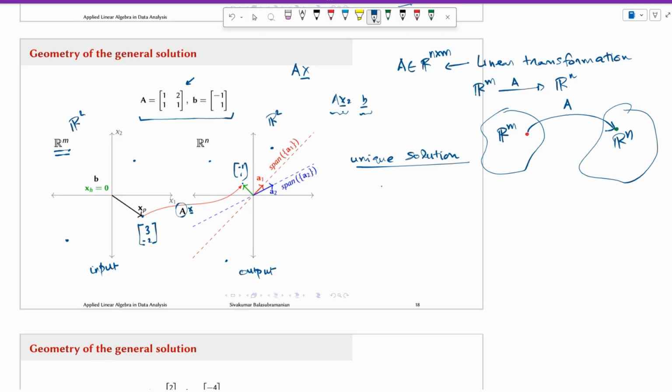And whenever you have a unique solution, the only value of X that will produce 0 by doing AX is, in this particular case, 0. 0 gets mapped to 0 and nothing else gets mapped to 0. That is equivalent to saying the set of all homogeneous solutions is just the 0 vector. There is no other element in the set of all homogeneous solutions.